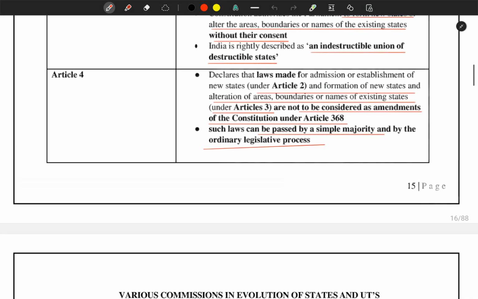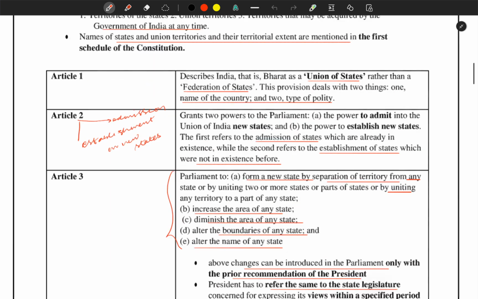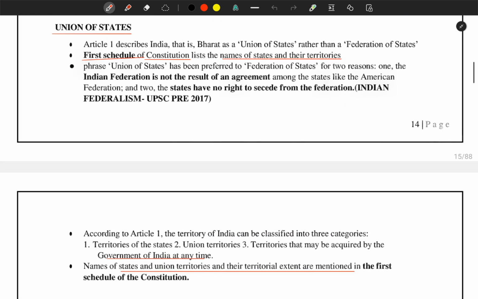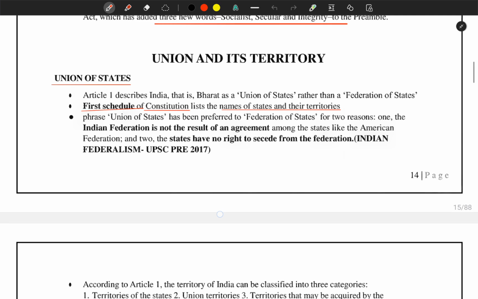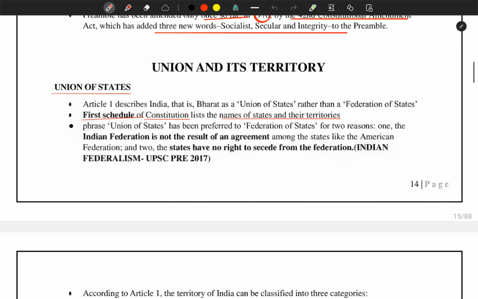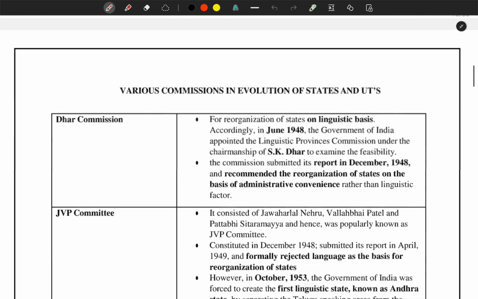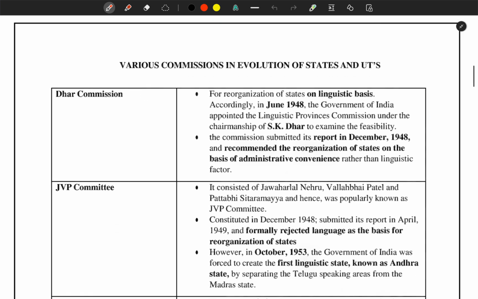So till now we have completed these articles, article 1, 2, 3, 4. Basically, in particular section, union and its territory. Now in this particular video, we will be dealing with various commissions in the evolution of states and UTs.